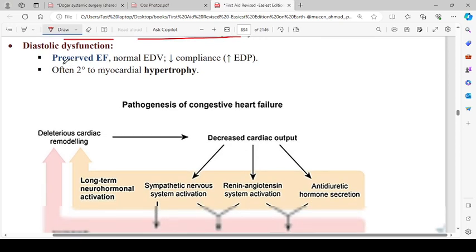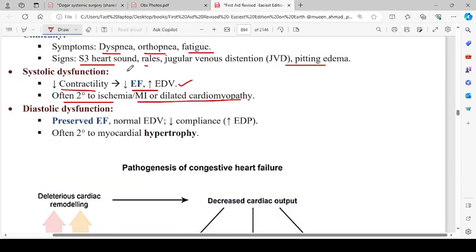Diastolic dysfunction. This was systolic dysfunction, right, in which the heart does not want to contract. In diastolic dysfunction, the ventricles can't fill properly because during diastole the ventricles can't relax, the walls are so stiff, so there is preserved ejection fraction, normal end diastolic volume with decreased compliance and increased end diastolic pressure. Often it is secondary to myocardial hypertrophy.